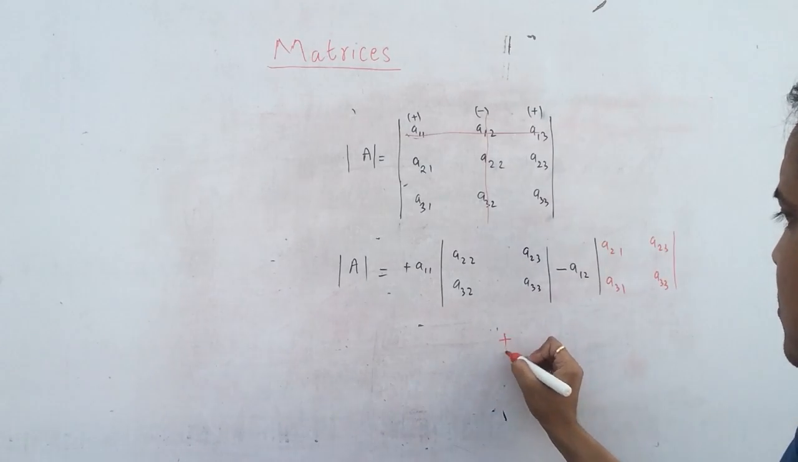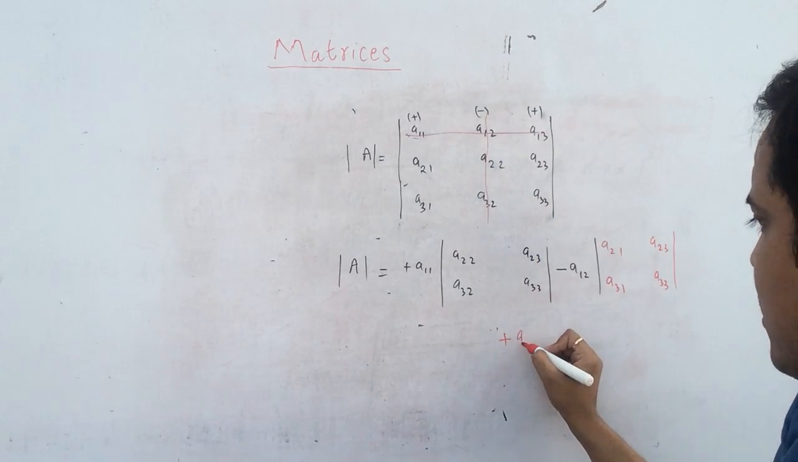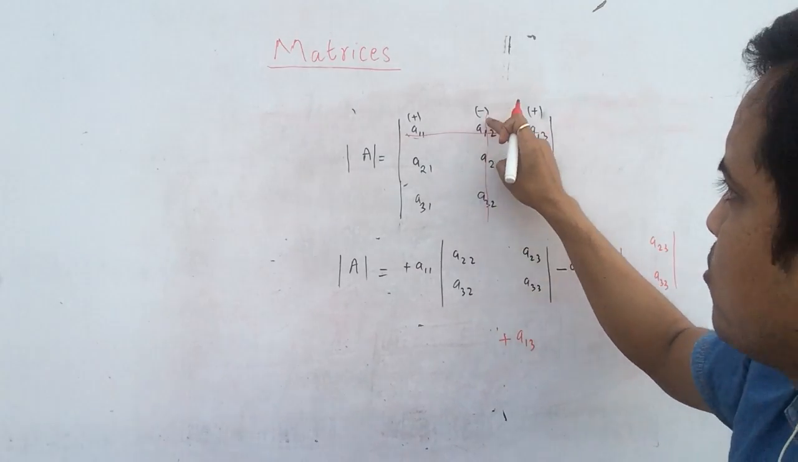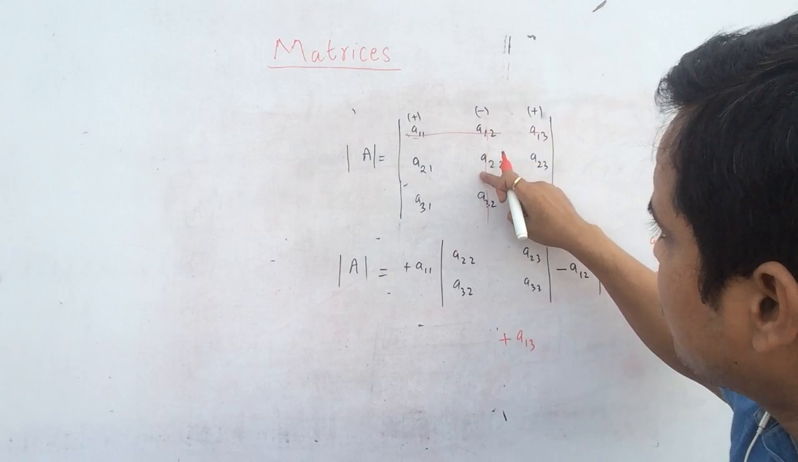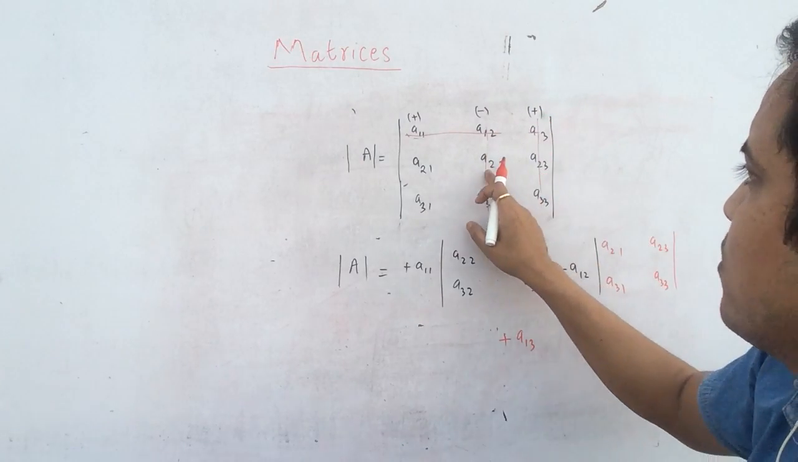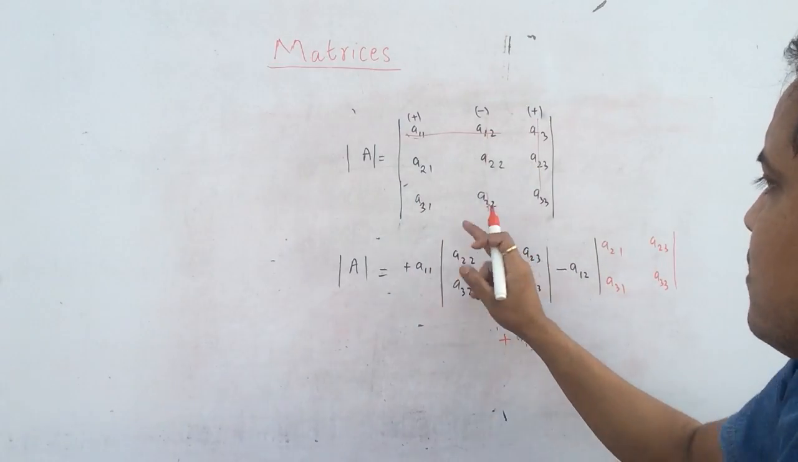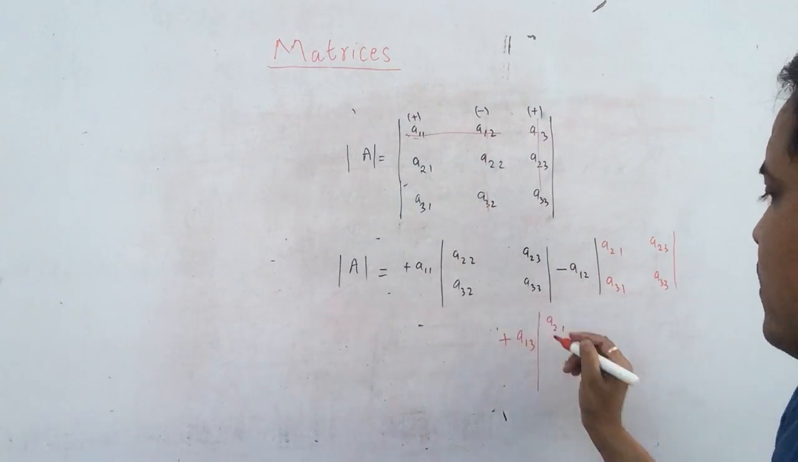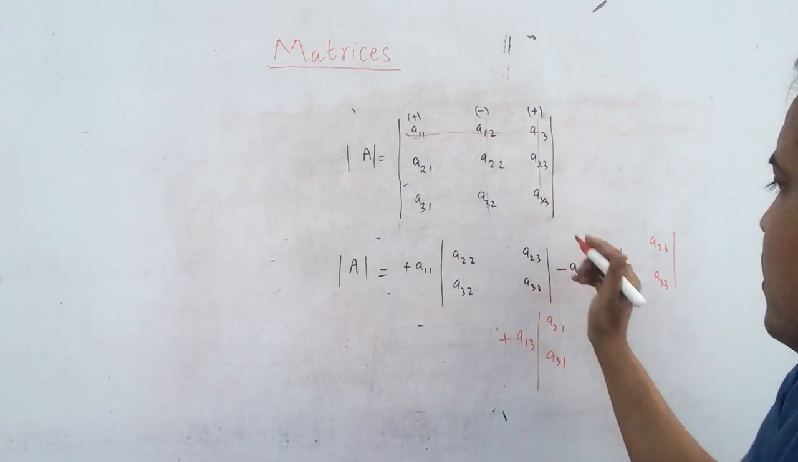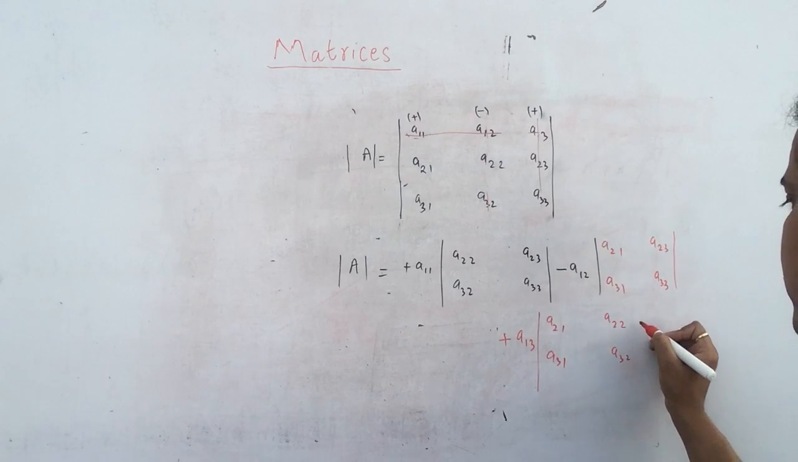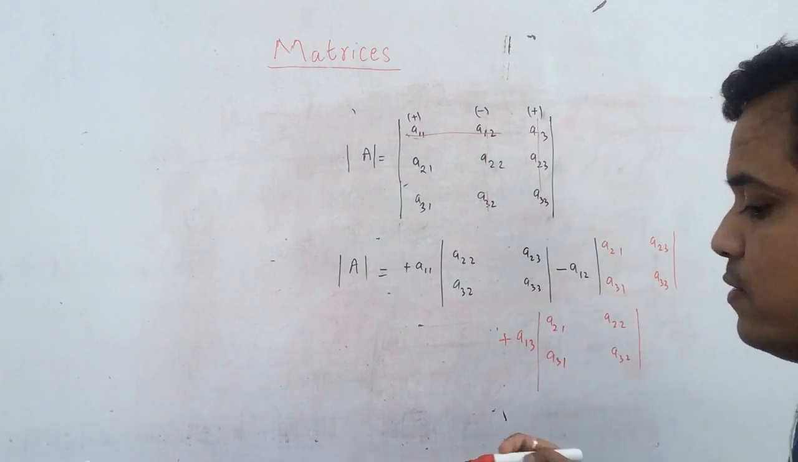Now plus A13. Again remove the first row, but in this case the third column. With first row and third column removed, what would you get? You would get A21, A22, A31, A32. I hope you have understood it.